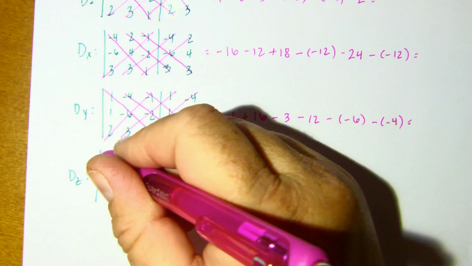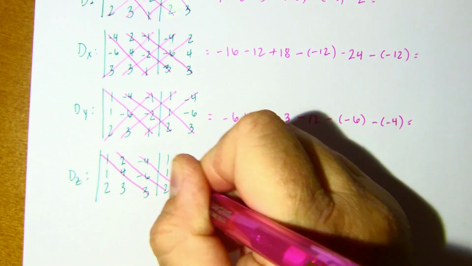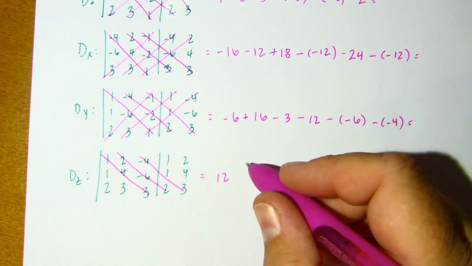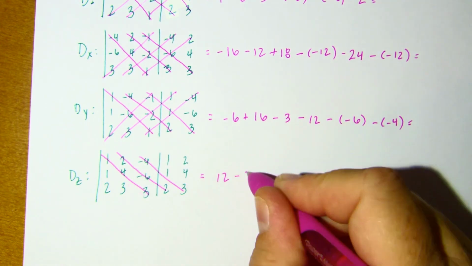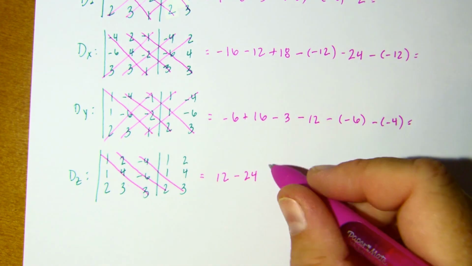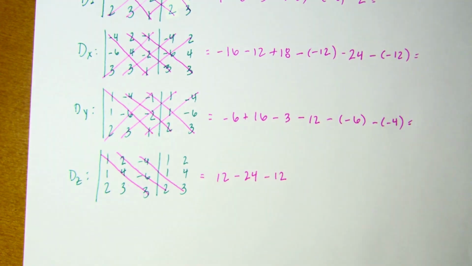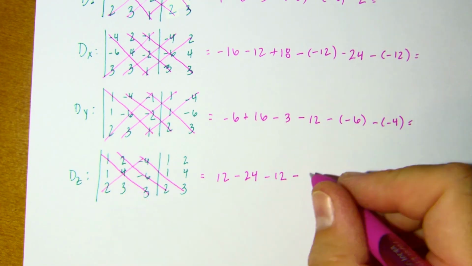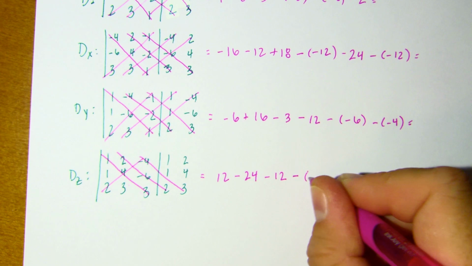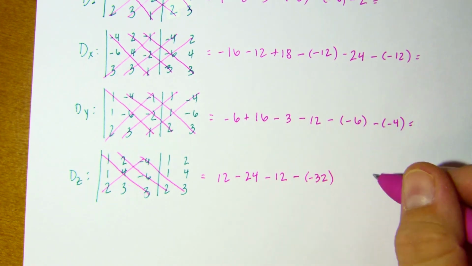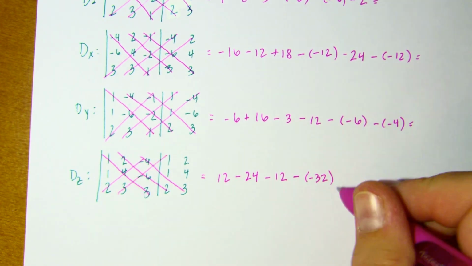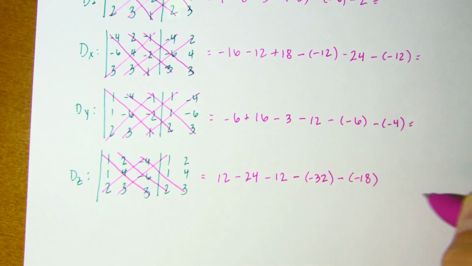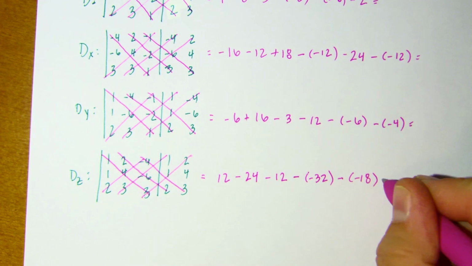And then for the last one, down those main diagonals, we have 12 and then minus 24 and minus 12, minus opposite diagonals. 16 times 2 is 32, so minus negative 32. And then minus negative 18. And then minus 6.